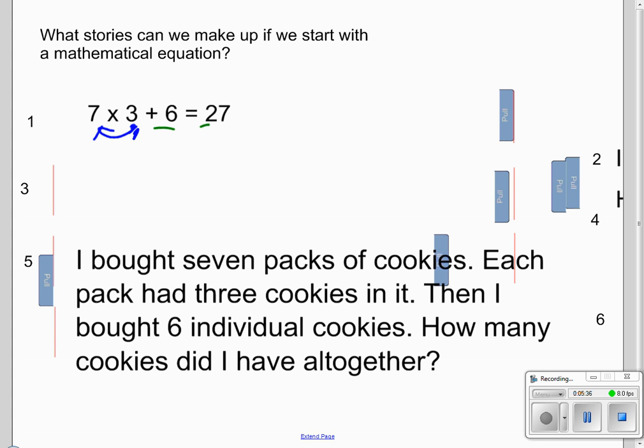So 3 cookies per pack. I bought 7 packs. Now I know that's 21, which I can put down there if I want to. But keeping the equation together here, I had 7 groups of 3, and then I added 6 more. And that gives me 27. So 7 times 3 plus 6 is 27, and that's how we make a word problem when we are given an equation.